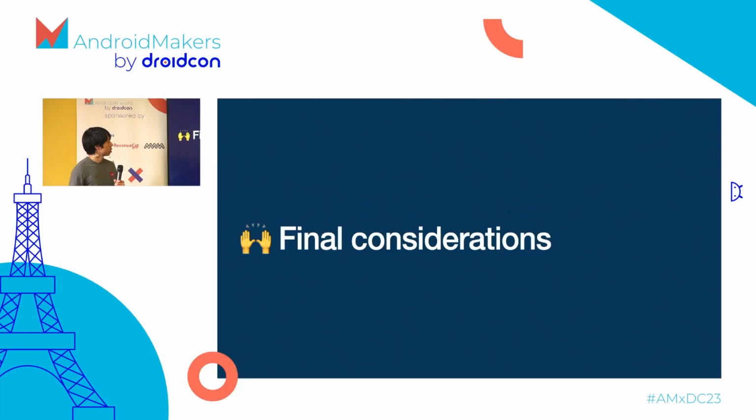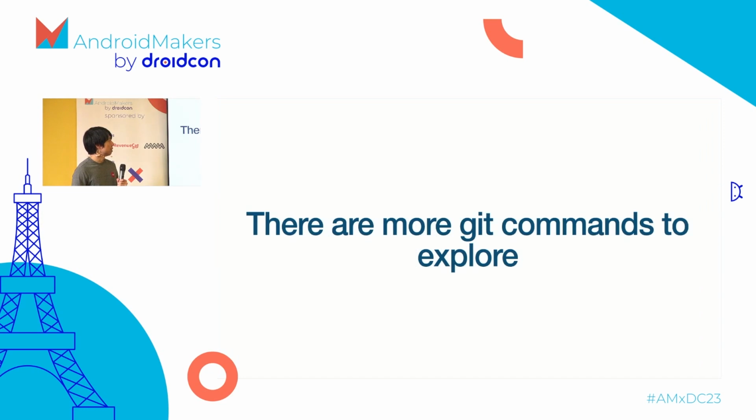Final considerations. The first one, there are more Git commands to explore. I just explained a subset, just a few commands. There is cherry pick, reset hard, soft, and so on. There are many commands, so I just showed some subset. The idea is for you to understand how Git works under the hood to help you understand the new commands. Because it's impossible to explain all the commands that exist, even though I don't know all the commands. I just know the commands that are useful for me for now.